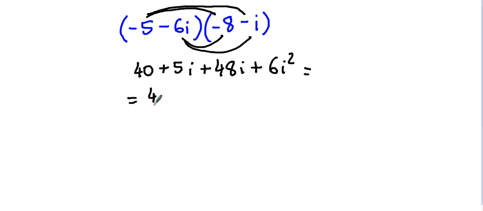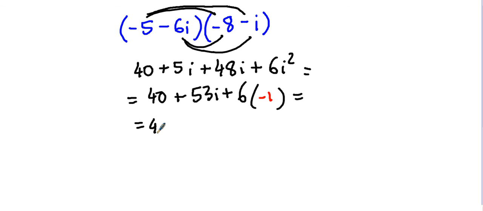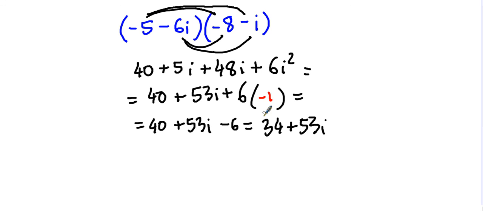So let's simplify. We get 40 plus 5i plus 48i is 53i. Plus 6 times i squared. Now i squared is -1. So the whole thing is 40 plus 53i minus 6. 40 minus 6 is 34. And then we have plus 53i.